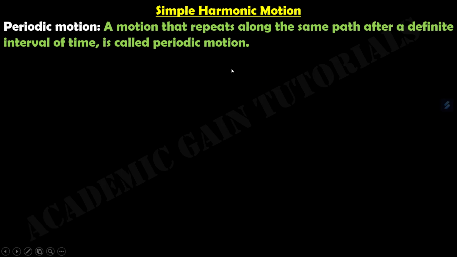In the previous chapter, we discussed different kinds of motion. We discussed linear motion. There are two kinds of linear motion: one is one-dimensional, and another one is two-dimensional. In two-dimensional linear motion, we discussed projectile motion. Then we discussed circular motion.